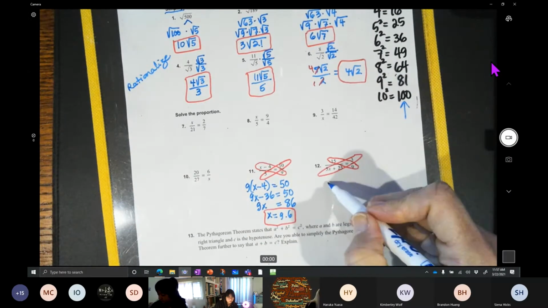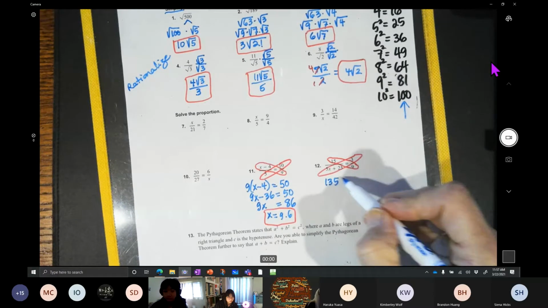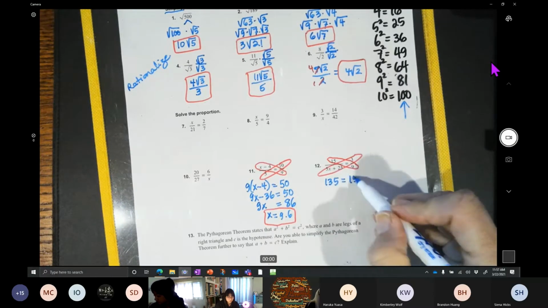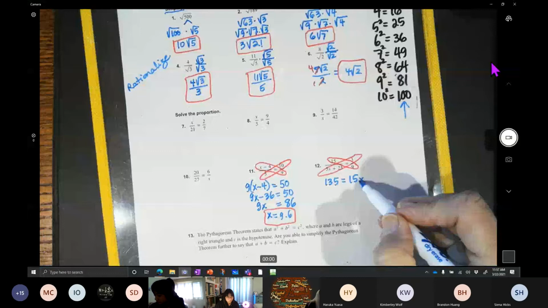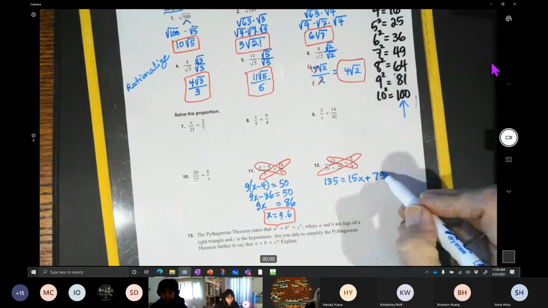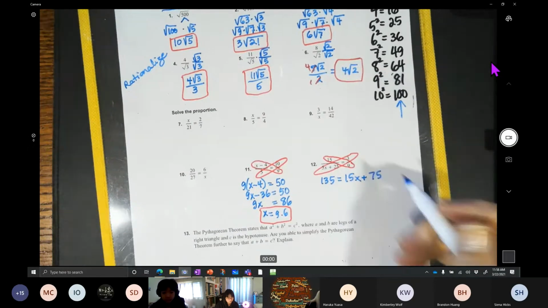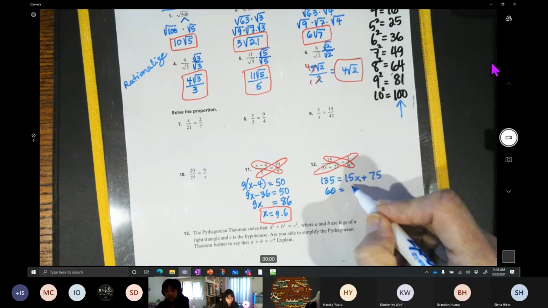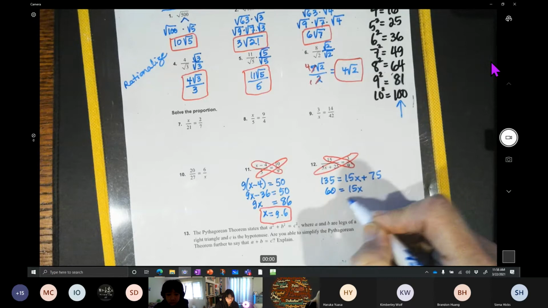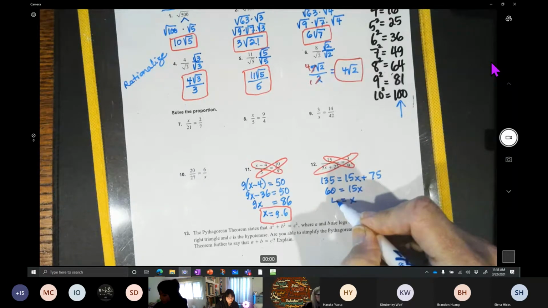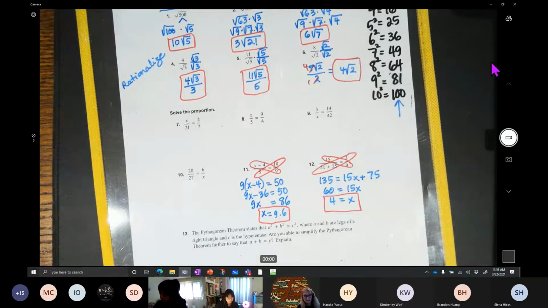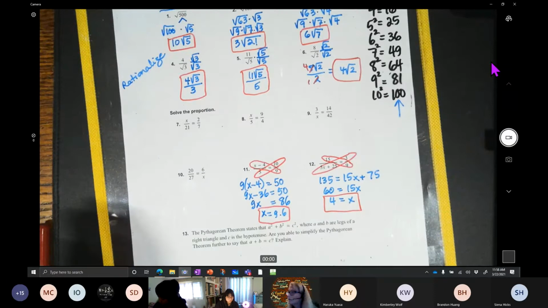This one is going to be 135 equals 3 times 5 is 15x plus 3 times 25 is 75. Subtract both sides and divide both sides. Of course, you'd want to check it too, but that's as much of review as we're going to do of square roots. You're going to get a lot of them throughout the chapter.